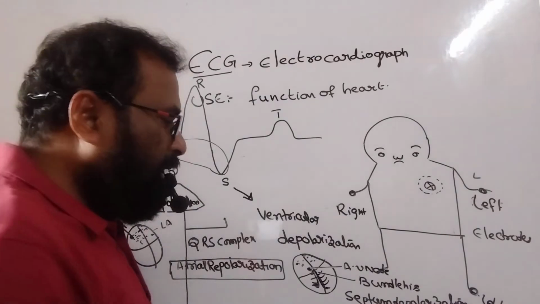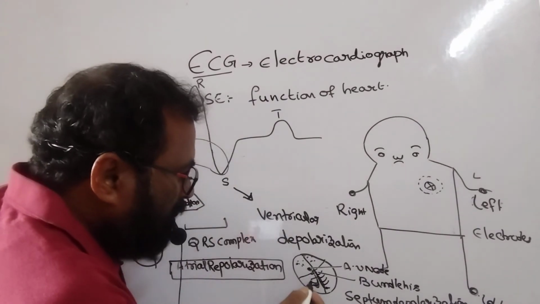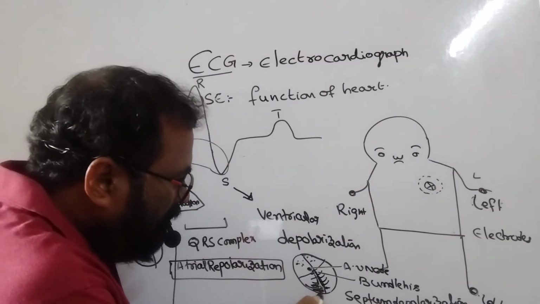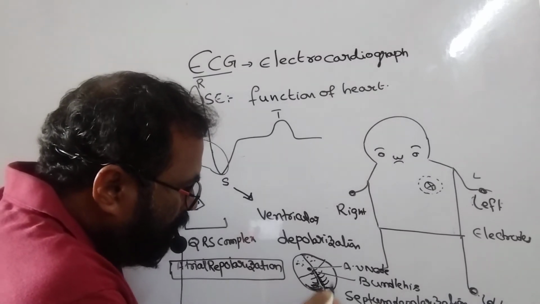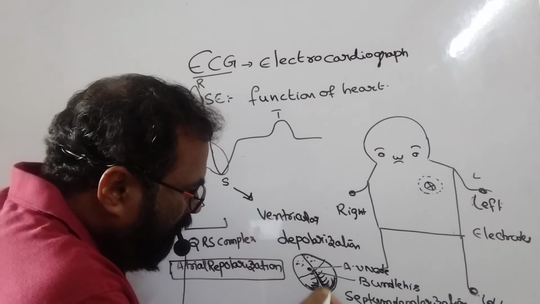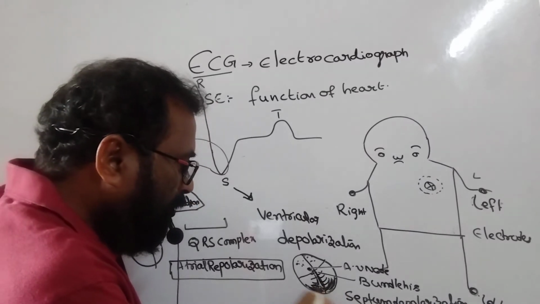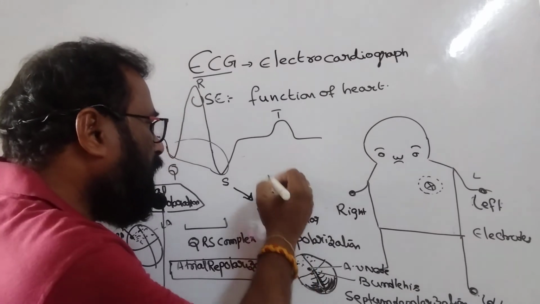Depolarization of the septum indicates the Q wave. After that, the remaining part of the ventricle, the apical portion, gets depolarized. This indicates the R wave.